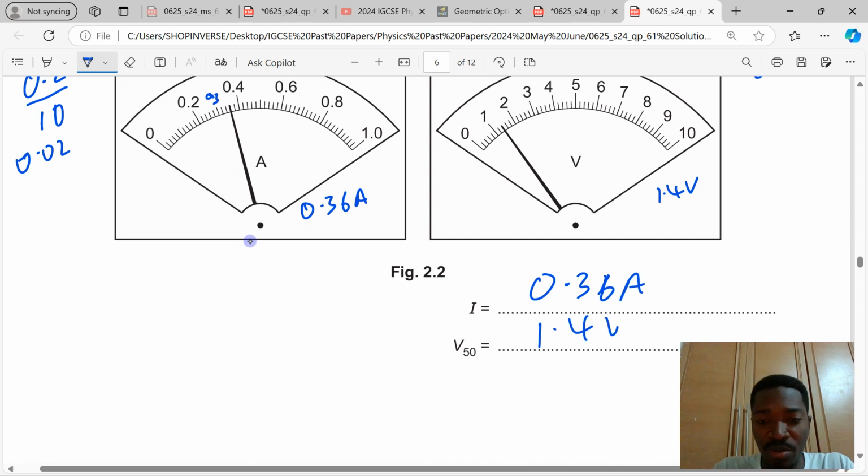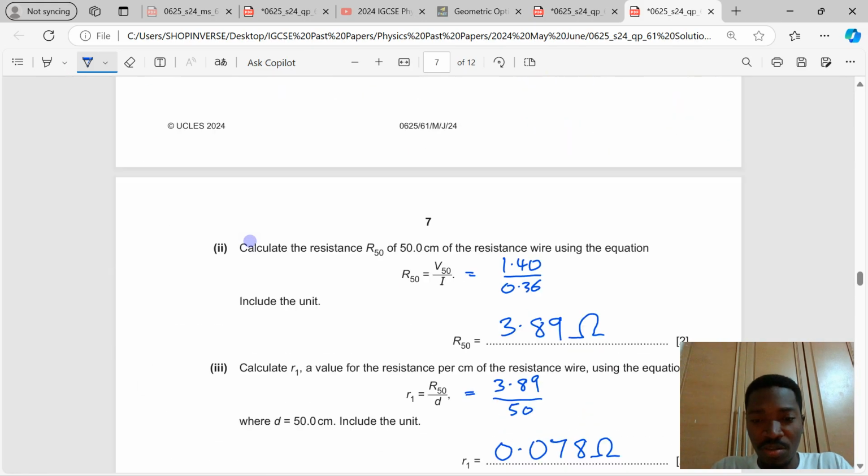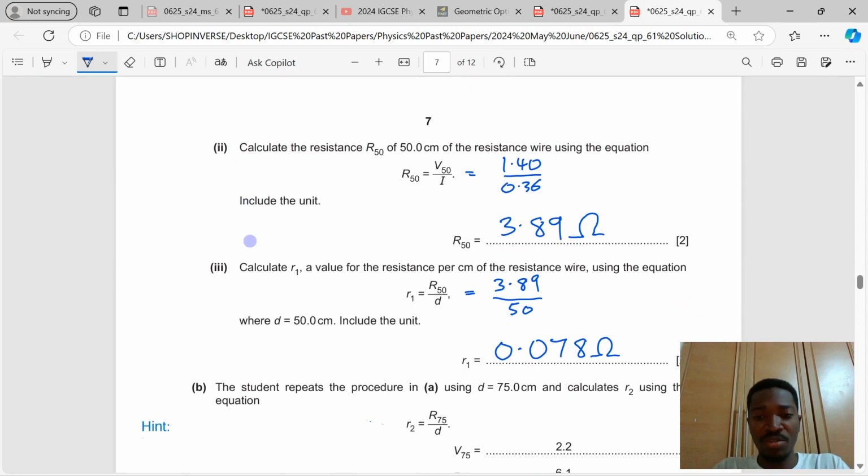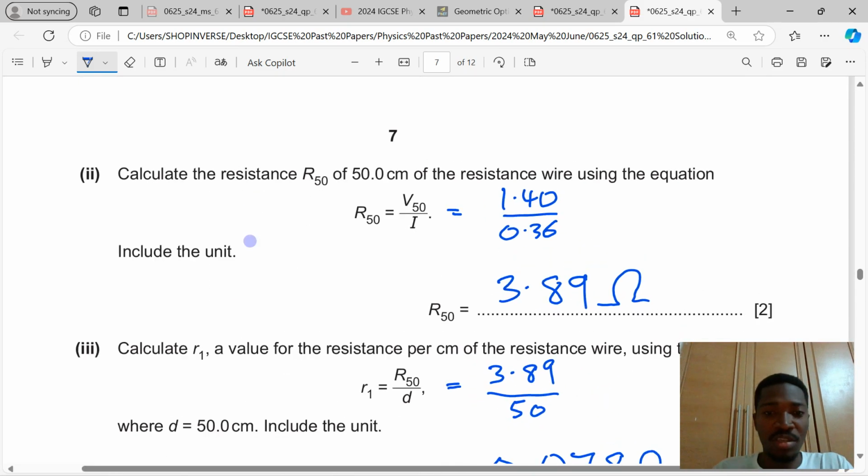And if you want to write both to the same number of decimal figures, it would be 1.40 volts. But it's okay to write to 2 significant figures, which is 1.4 volts. Current written to 2 significant figures, voltage written to 2 significant figures. Oh, I've done this already, but it's fine.